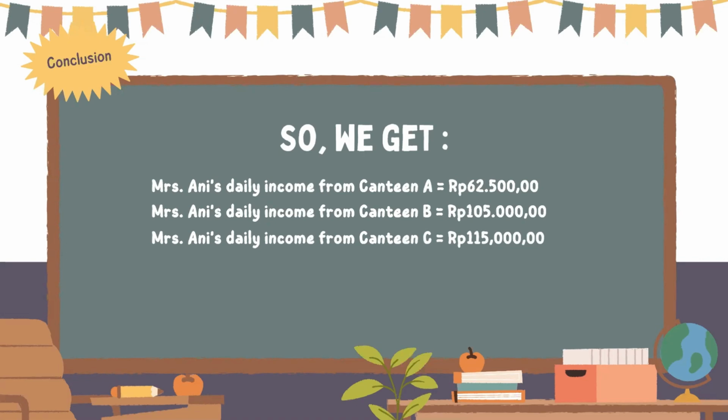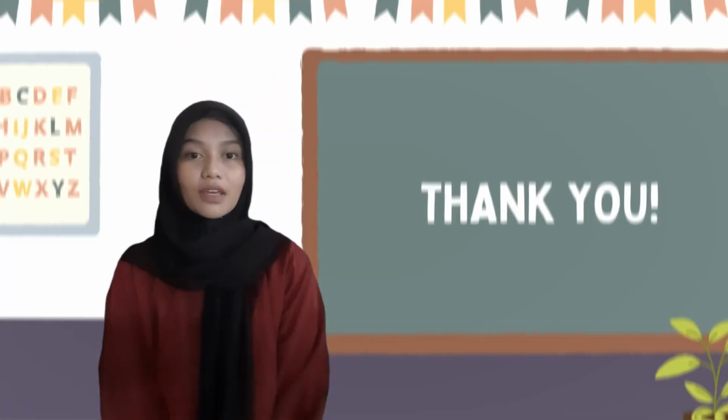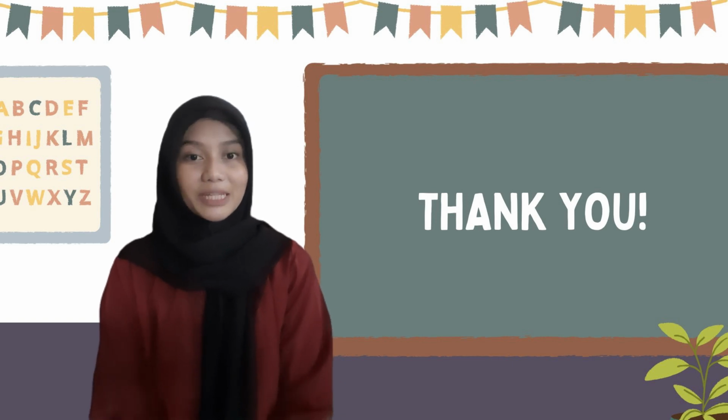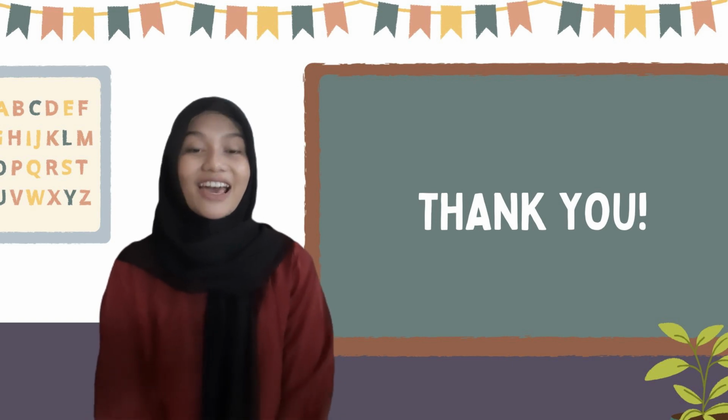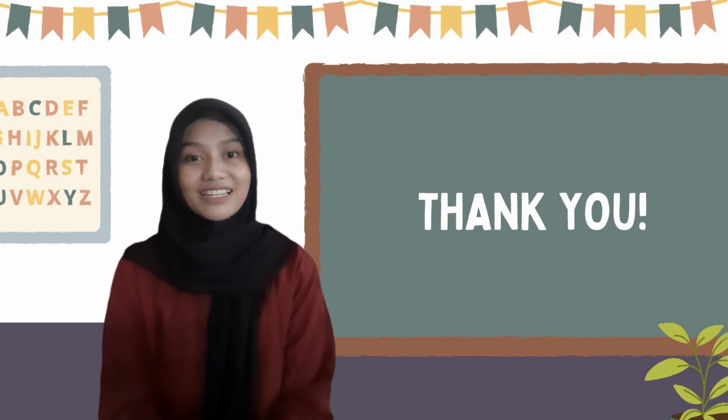Then, to get Mrs. Annie's total daily income, we sum up all the daily incomes from canteens A, B, and C. So, Mrs. Annie's total daily income equals 282,500 rupiah. And that is the conclusion from the question. Well, that is one of the problems that you can solve by multiplying a matrix by another matrix. I hope this video can increase your understanding of matrices.